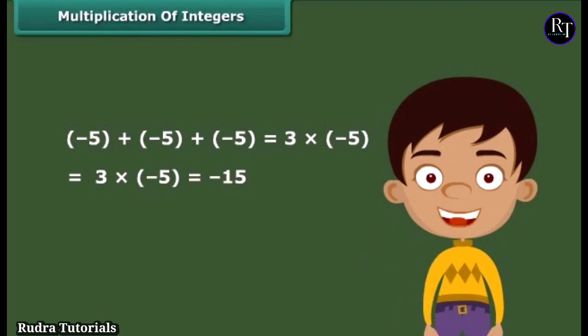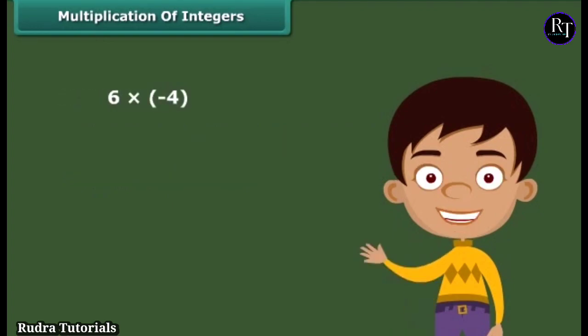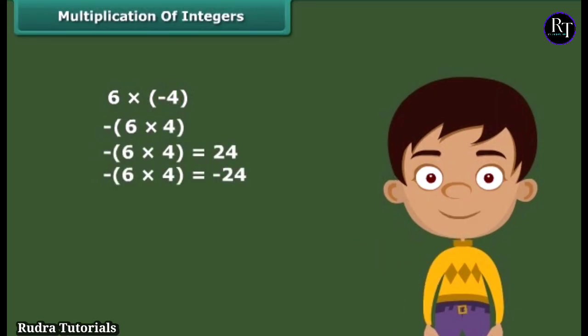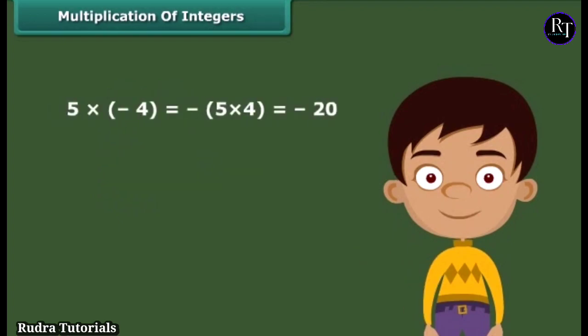Let's now find the product of a positive and a negative integer. Firstly, multiply 6 by 4 and then put minus sign before the product obtained. We get -24. Similarly, 5 into -4 is equal to -5 into 4, which equals -20.